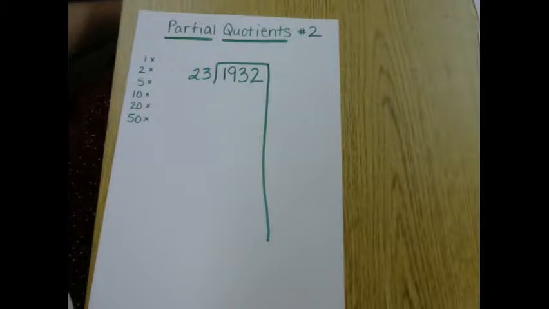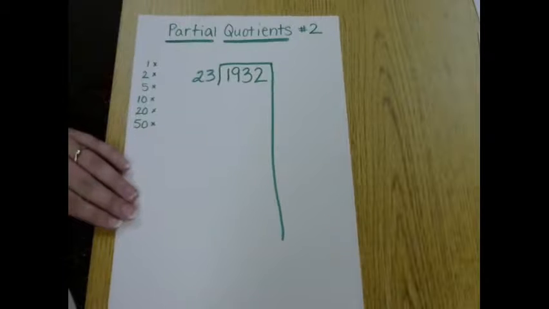This is the second example of partial quotients. If you have not seen the first one, that's okay. Just know I'm going to move a little bit faster with a little less explanation this time. That way it's not quite as long of a video.